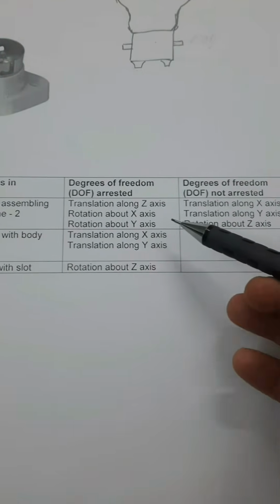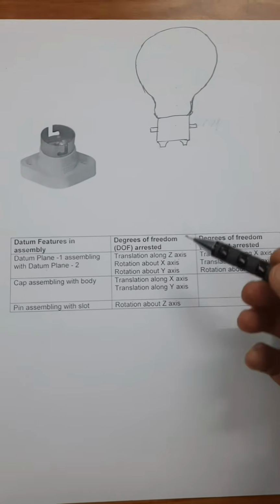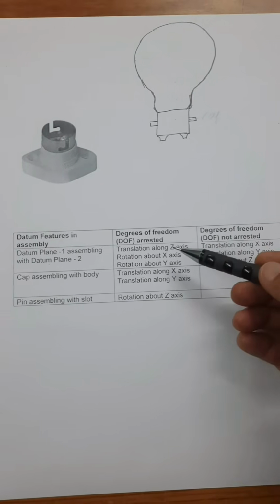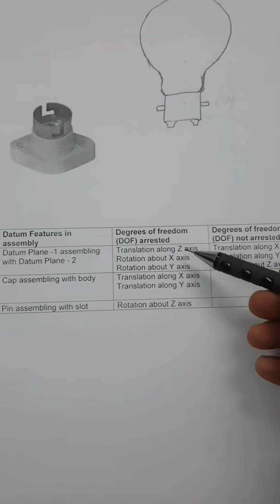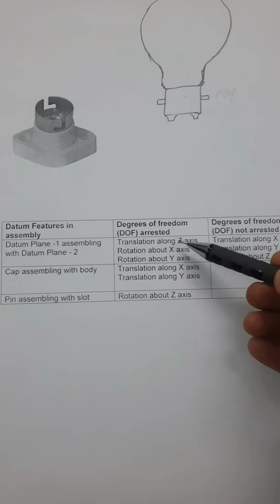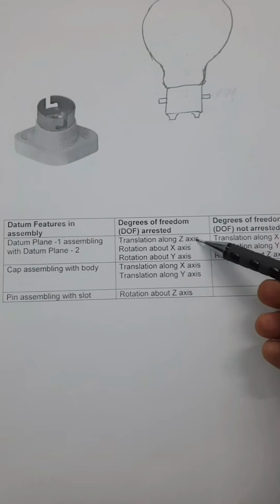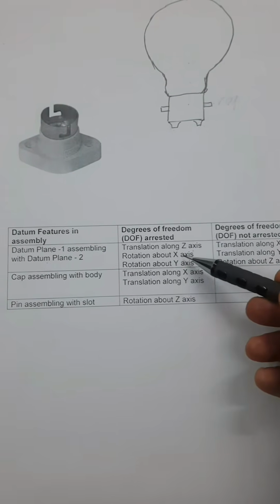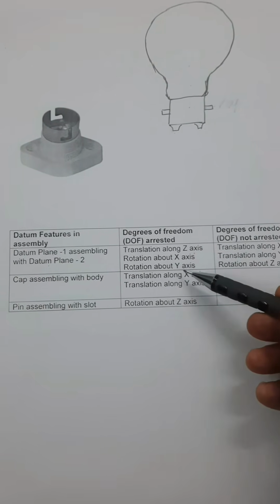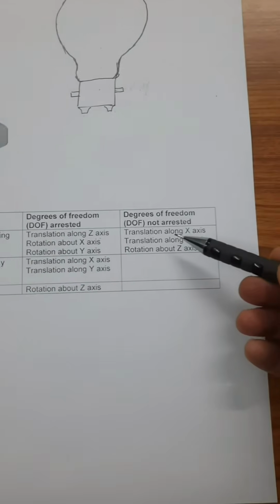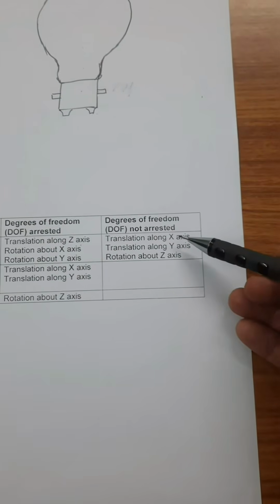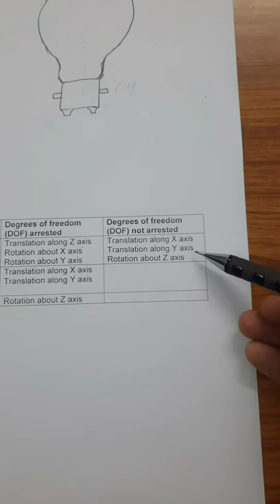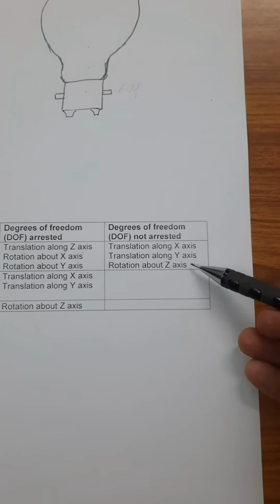The 3 DOF that are getting arrested are translation along Z, rotation about X, rotation about Y. The 3 DOF that are not arrested are translation along X, translation along Y, and rotation about Z.